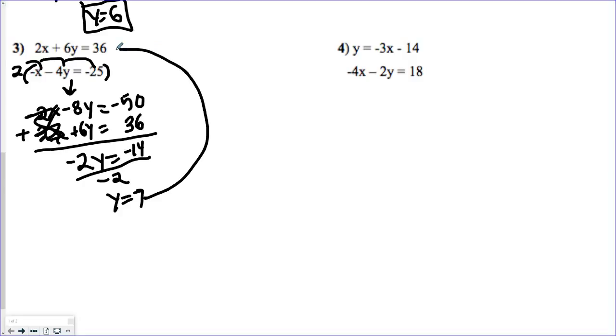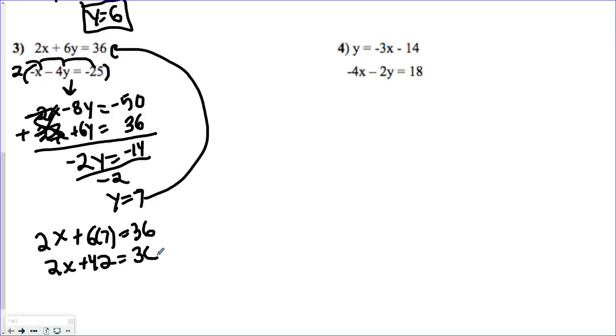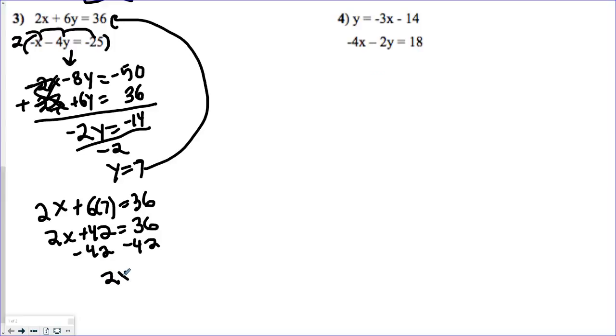I'll go ahead and plug it into this top one here again. So it'd be 2x plus, now instead of saying 6y, I'm going to say 6 times 7 equals 36. We do some arithmetic here. 2x plus 42 is equal to 36. Subtract 42 from both sides. You get 2x is equal to 14. Then divide by 2, and you get x is equal to 7.